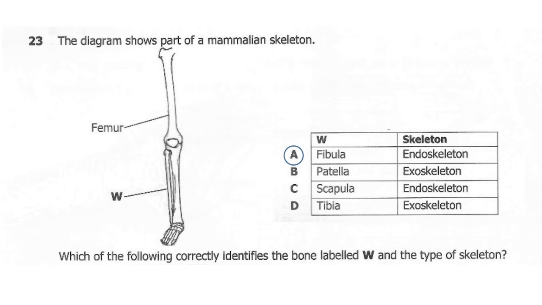The correct answer here is A. The bone here is the fibula, and the skeleton in humans is an endoskeleton. The skeleton in mammals is found inside the body. So we have an endoskeleton. So the correct answer here is A. So don't forget, the smaller bone in the lower leg is the fibula, while the larger bone is the tibia. We go to the next question.